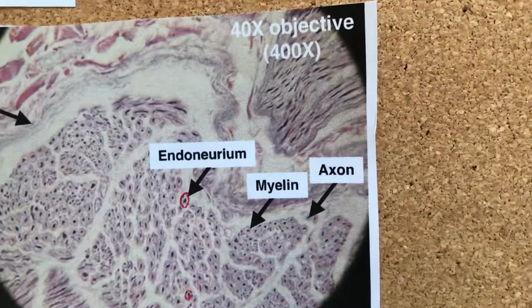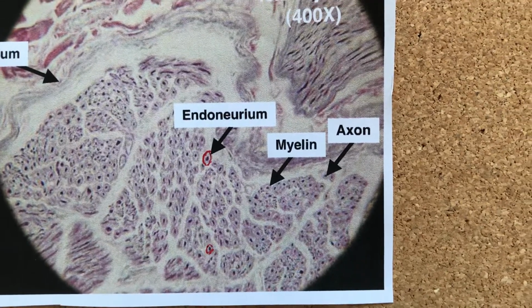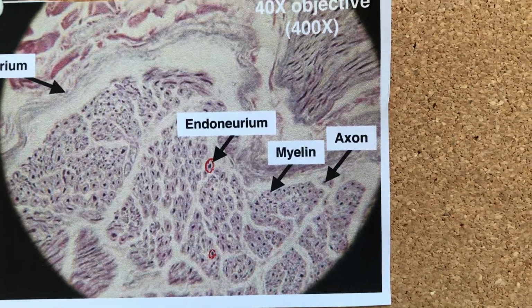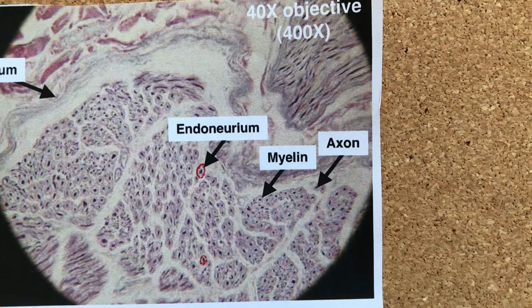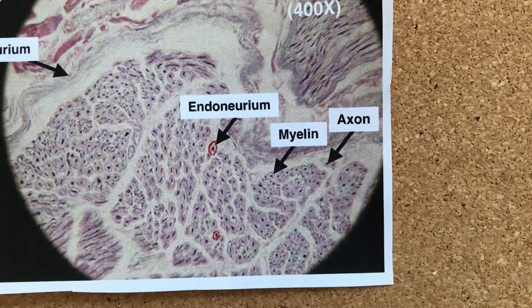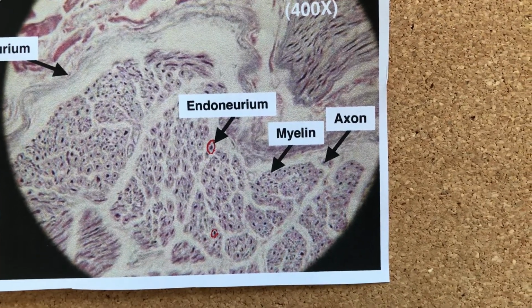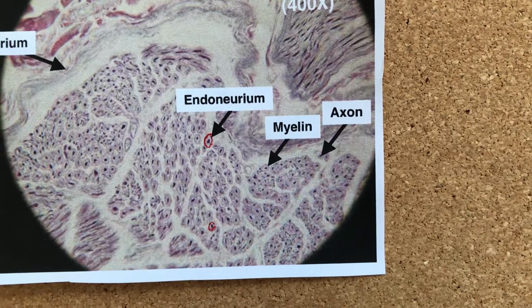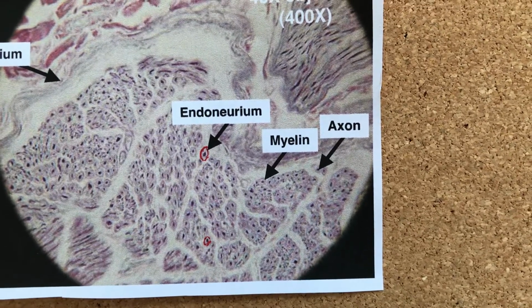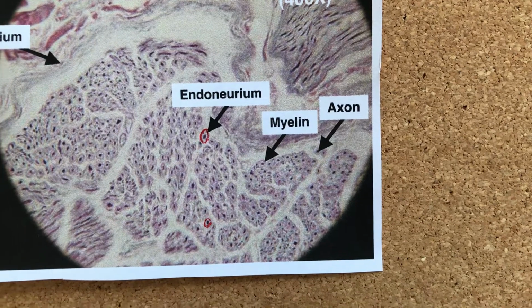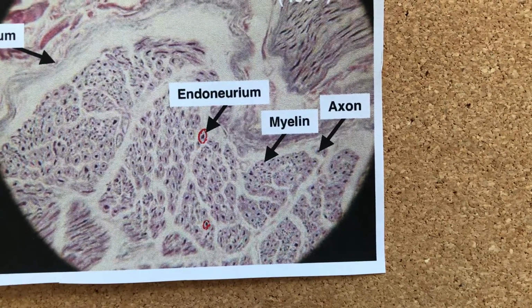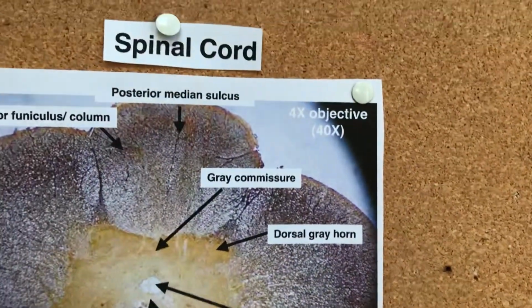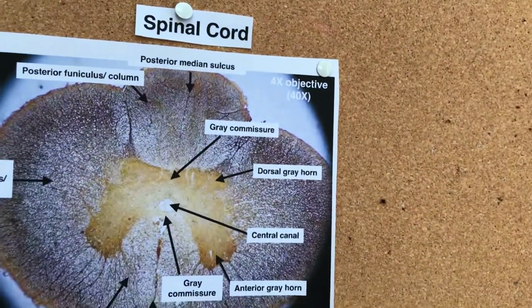So if you get a closer look up here, you have on this picture the cross section. The dark purple in the center is the axon. Then there's going to be a layer around it that looks kind of lavender in color. That is the myelin. And then the endoneurium I drew in red pen so you can see that outer thin connective tissue layer. The last slide we have to look at is your spinal cord cross-section.